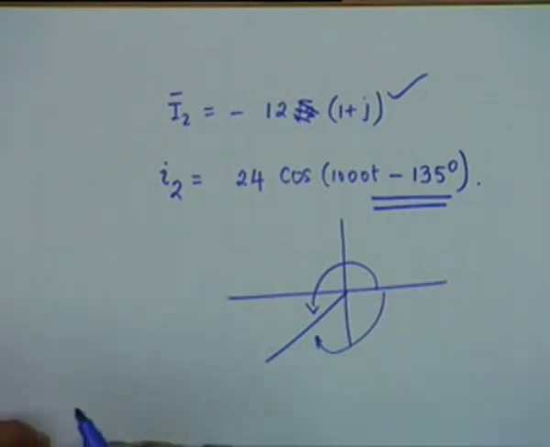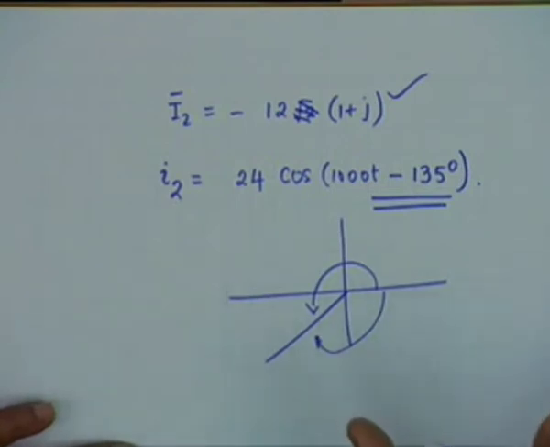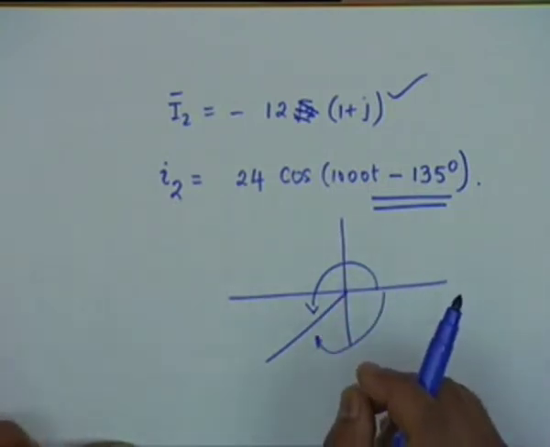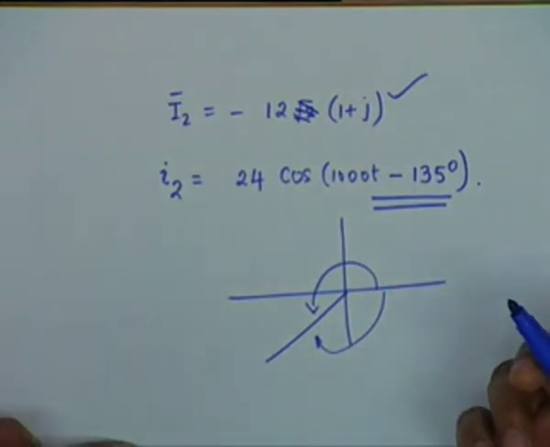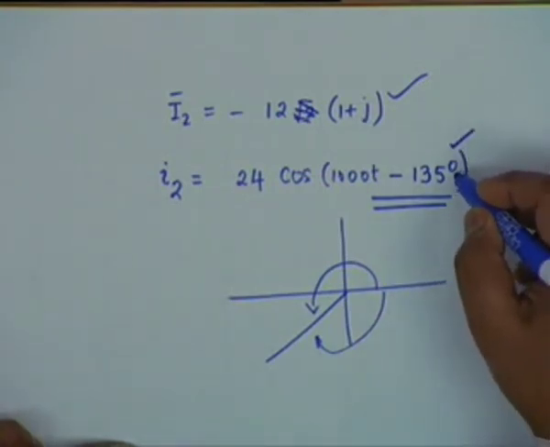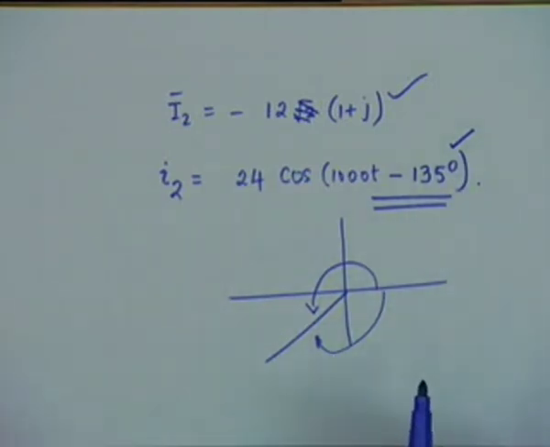Well, as far as mathematics is concerned, both answers are correct, because the angle is the same, plus 225 and minus 135. But one shows that the current is leading the voltage, the other shows that the current is lagging the voltage. And in this particular case, the current is indeed lagging, and therefore this is the correct answer arrived at from physical considerations. This is the point that I wished to make in this exercise.